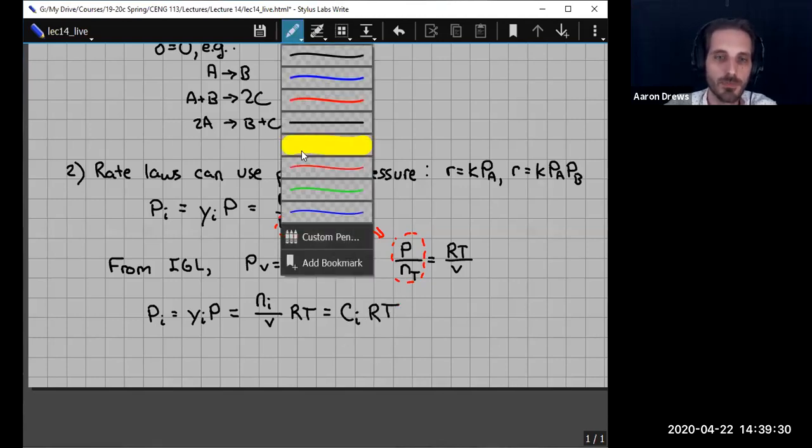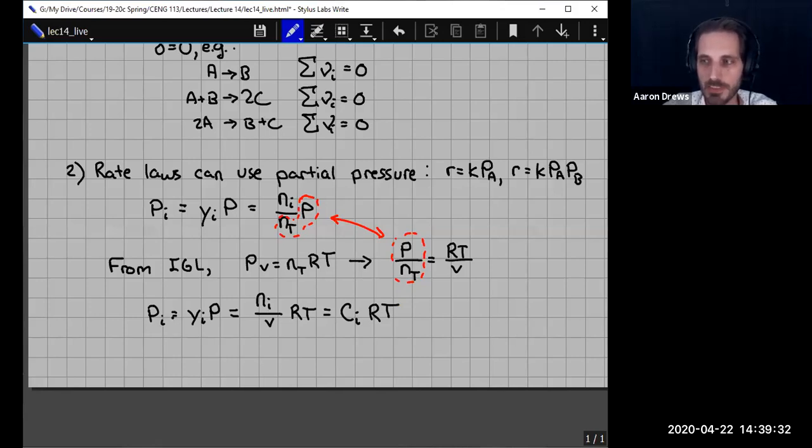So the three most common ways that you will see partial pressure, if you need it: it's just the plain old partial pressure. For example, that could show up in a rate law or something like that. Occasionally you might have to calculate the partial pressure as its mole fraction times total pressure. And that can always be related to molar concentration, which is this way.